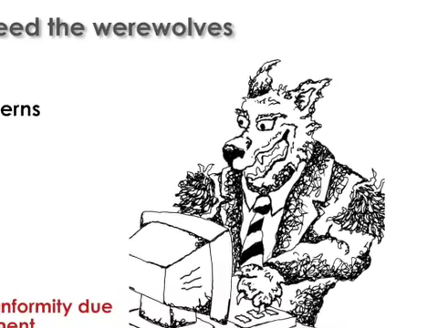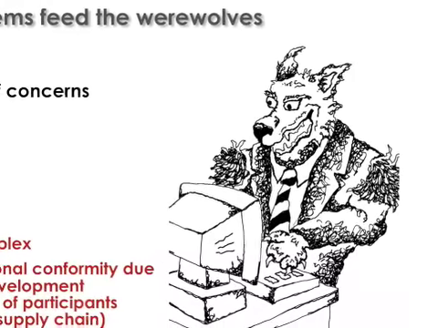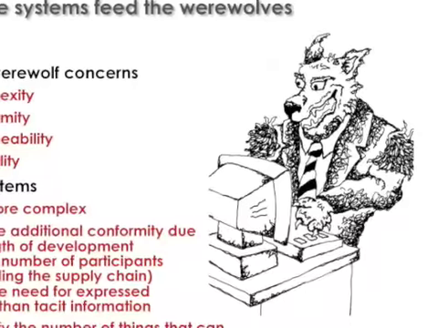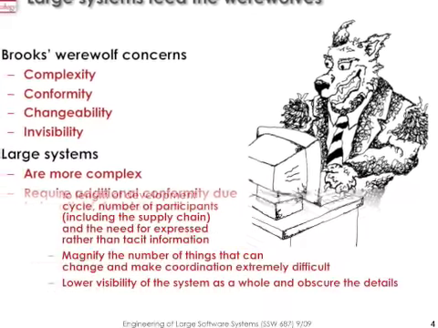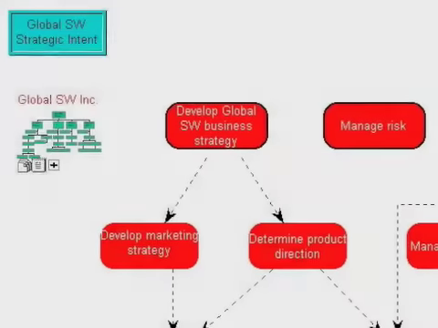As we said last week, large systems just exacerbate Brooks' werewolves. Complexity generally follows size. Conformity reaches farther and wider as the project grows larger, particularly when you consider legacy and supply chain issues. Changes are just as easy to make, but have much more subtle and far-reaching effects. And in general, the visibility into what is being accomplished is lower and can get downright murky.